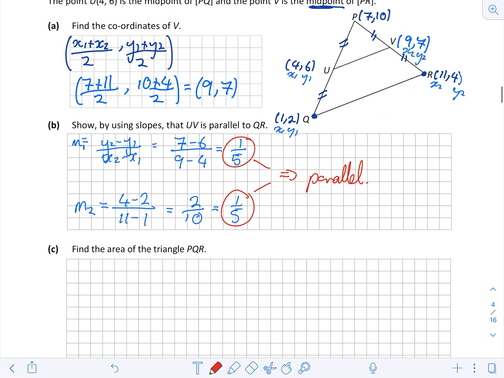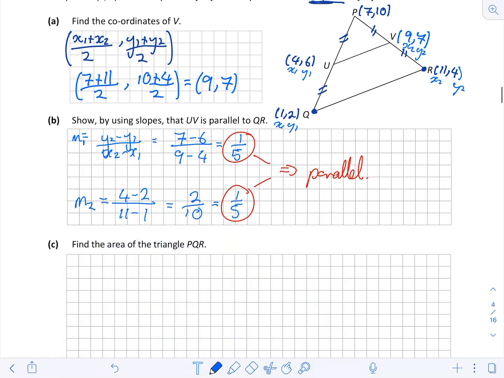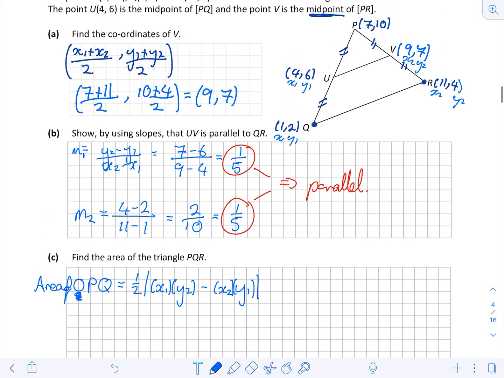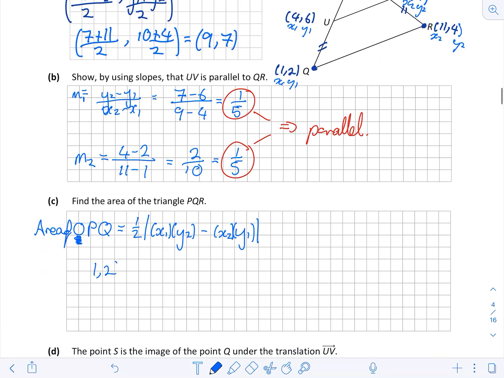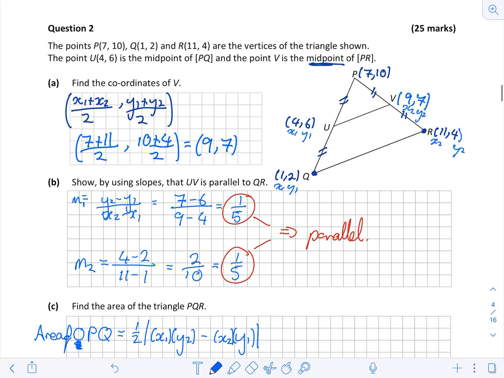Find the area of triangle PQR. Okay, so we can only use the formula area of OPQ is equal to a half x1 y2 minus x2 y1. We can only use that formula when one of the vertices is on the origin. So unfortunately we don't have a vertex on the origin. We have one at (1, 2). We have another one at (7, 10). And another one happens to be at (11, 4).